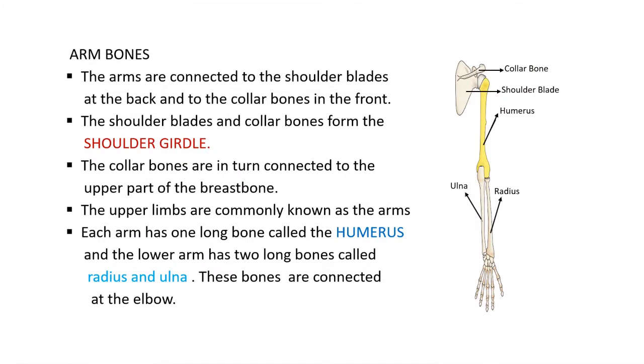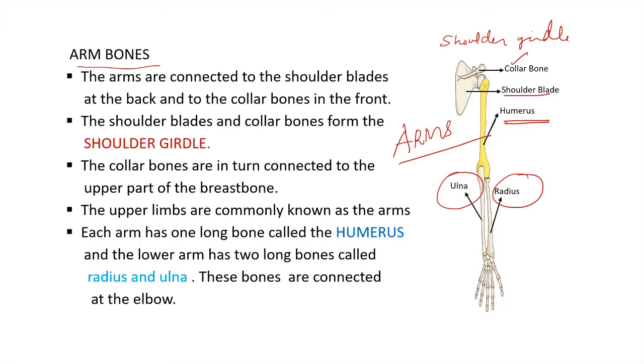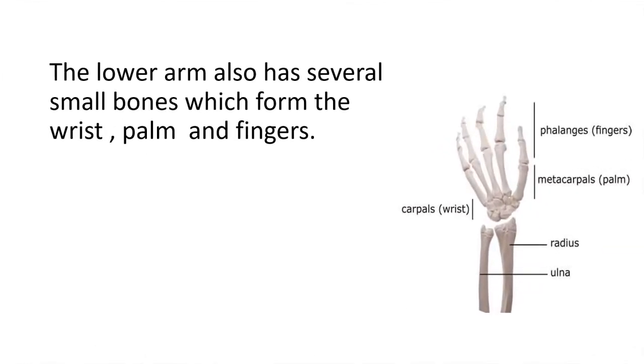Arm bones. The arms are connected to the shoulder blades at the back and to the collar bones in the front. The shoulder blades and collar bones form the shoulder girdle. The collar bones are in turn connected to the upper part of the breastbone. The upper limbs are commonly known as the arms. The upper arm has one long bone which is called the humerus, and the lower arm has two long bones and they are called radius and ulna. These bones are joined at the elbow. The lower arm also has several small bones which form the wrist, palm and fingers.